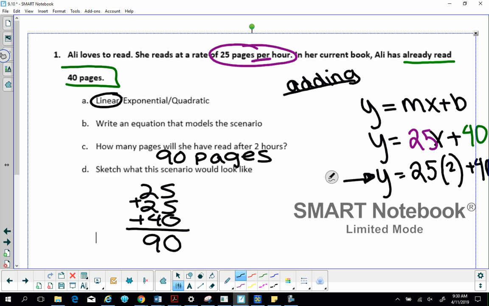What would it look like? What does a linear equation look like? Straight line, right? And since it's a positive slope, it would be going up. So you just draw a little line with it. If it was subtracting, it would be going down. Does that make sense? Is all got that?